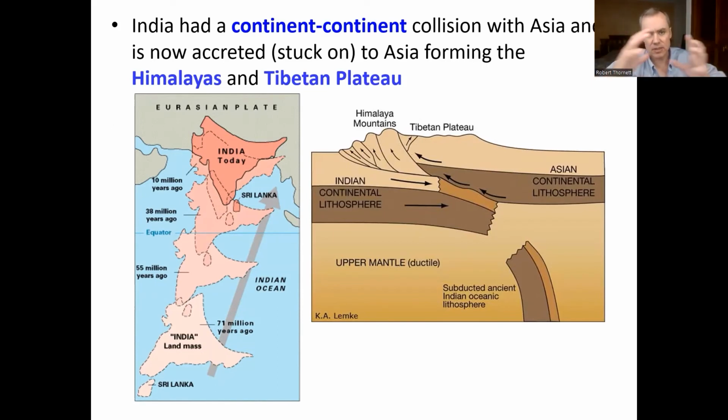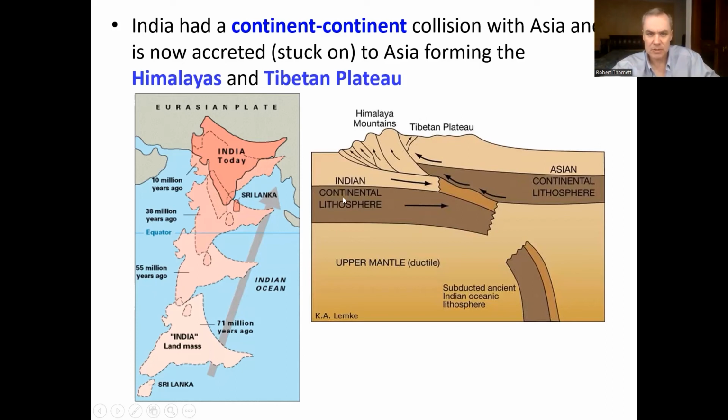So India stuck itself onto Asia, and as it did that, they collided. So we have a continent-continent collision, two pieces of land. But what we have to remember is before they met, before they collided, it was an ocean-continent boundary because there was a bunch of ocean between India and Asia. So there's all this ocean plate that subducted under Asia first before India finally came up behind and then finally sutured itself, or stuck itself on.